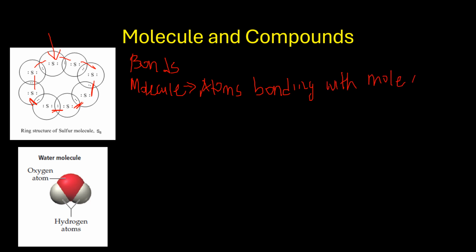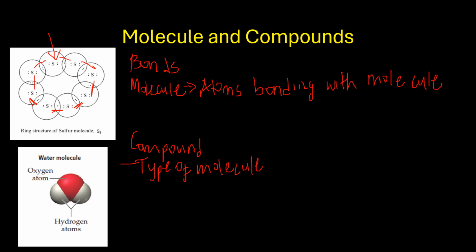Now there is a specific type of molecule that is formed called a compound. So a compound, number one, is a type of molecule. But what's unique about this molecule is that the bonds form between different types of atoms.